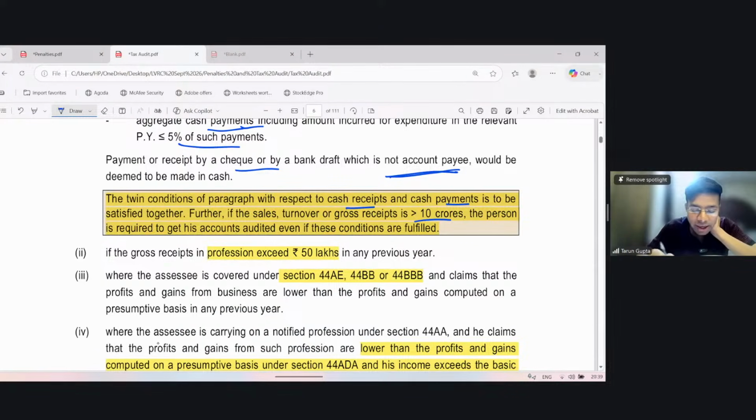Okay. However, this was about the business. Now, if the assessee is engaged in a profession, then the tax audit is required if the receipts in the profession exceed 50 lakh rupees. However, if the assessee is opting for presumptive 44AE, 44BB, or 44BBB, then tax audit shall not be required and shall be required only when the assessee shows a lower income than the presumptive income as specified under such sections. Then tax audit is required if the assessee claims that the PGBP is lower than the profit computed on a presumptive basis.